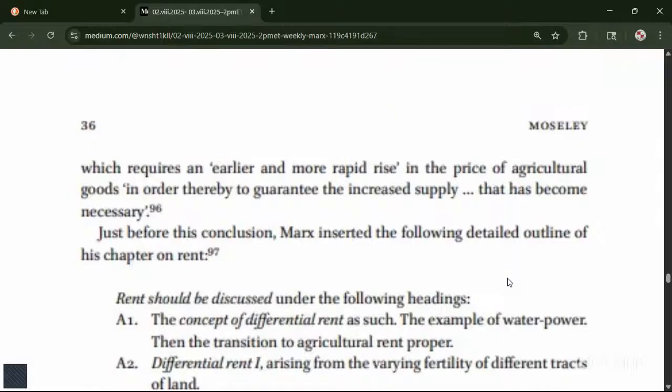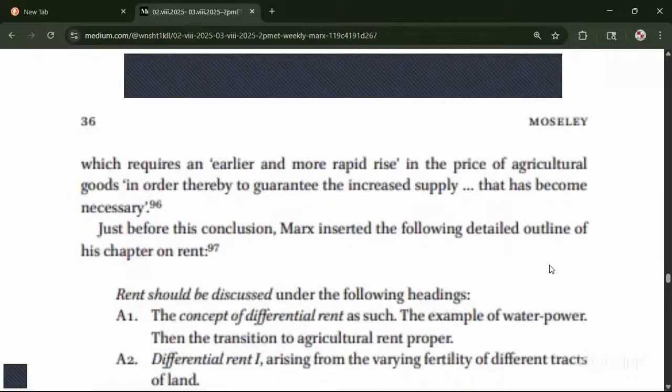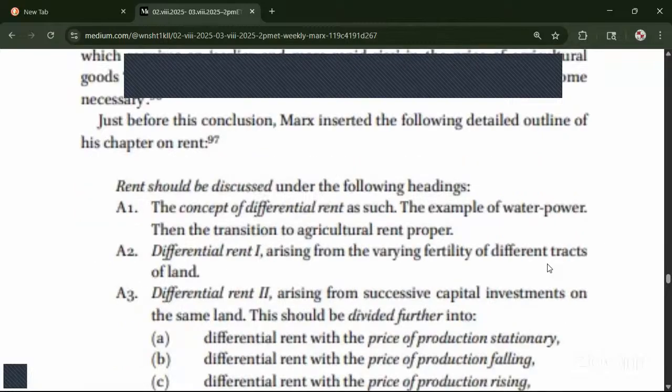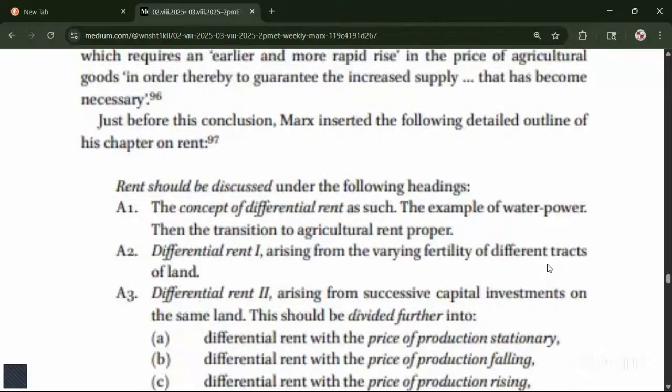Footnote 96. Just before this conclusion, Marx inserted the following detailed outline of his chapter on rent, footnote 97. That is, quote, rent should be discussed under the following headings. Capital A1, the concept of differential rent as such, the example of water power, then the transition to agricultural rent proper. Heading capital A2, differential rent 1, arising from the varied fertility of different tracts of land. Capital A3, heading. Differential rent 2, arising from excessive capital investments on the same land.